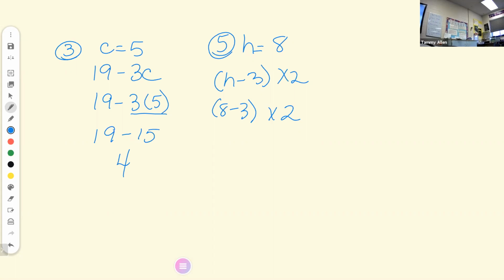So now we have to do what's in parentheses first. 8 minus 3 is 5. So now we have 5 times 2. We do not do equals 10 out here. We don't put any equal signs in this business. We don't do that, folks. I still see it going on. That is not part of it. No, and no. That doesn't happen. Instead, we just put the 10 right down here.